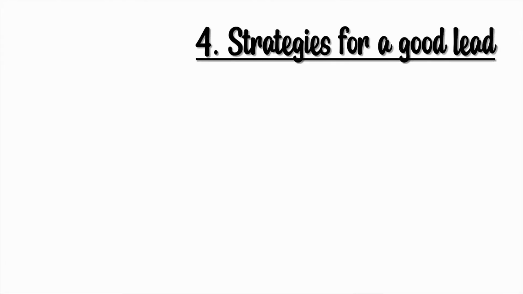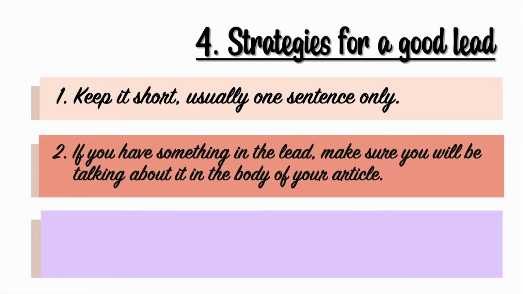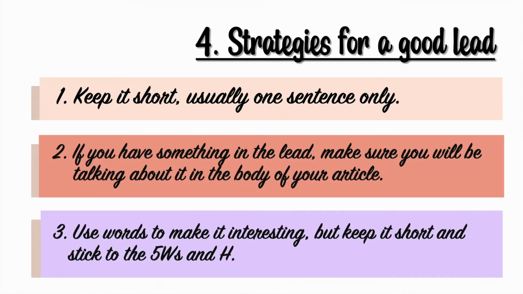So now let's look at the strategies for a good lead. First, keep it short, usually one sentence only. Second, if you have something in the lead, make sure you will be talking about it in the body of your article. And third, use words to make it interesting, but keep it short and stick to the 5 W's and H.